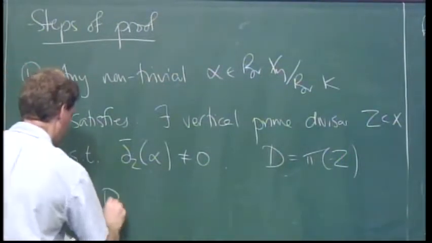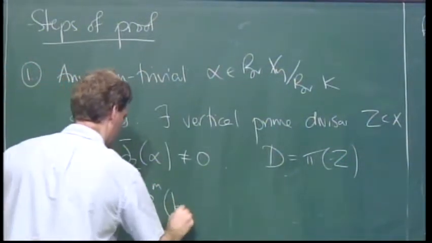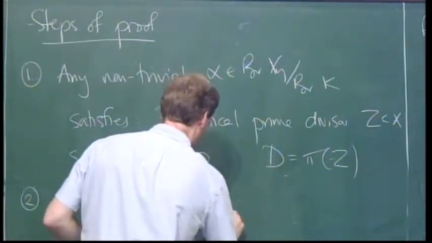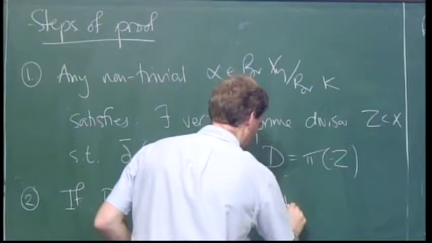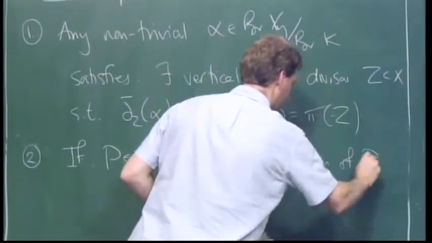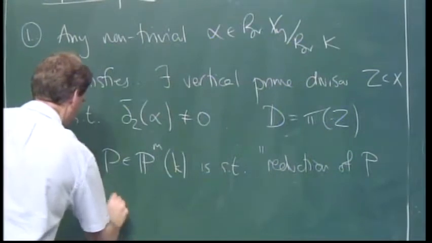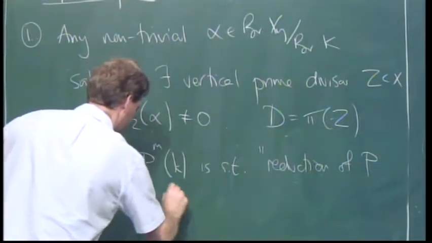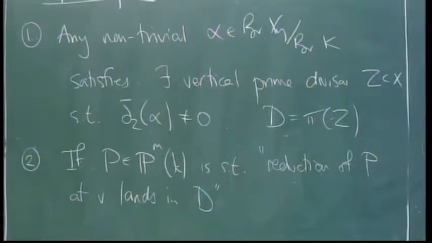So if P in the base, P^M(K), is such that the reduction of P at some place v lands in D. I hope it's reasonably clear what this means. I just go to projective space over the ring of integers, and then this divisor D spreads out onto a divisor on that. And I mean the closure of this point meets the closure of that divisor somewhere. But I mean, just take the coefficients, reduce them mod p, see if it lands in the divisor. It's just the same thing.